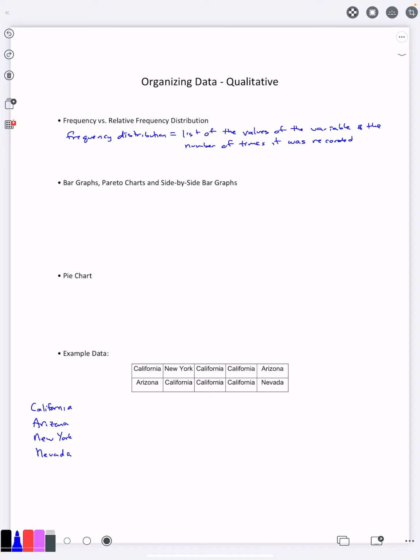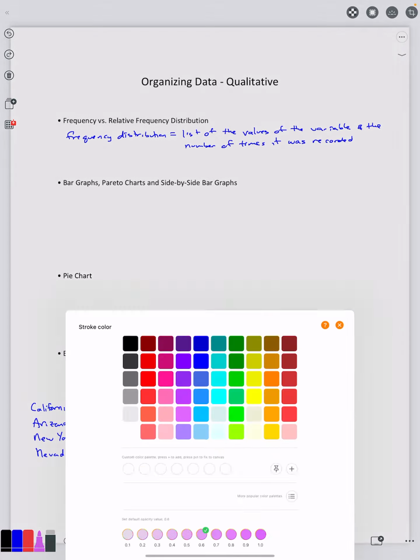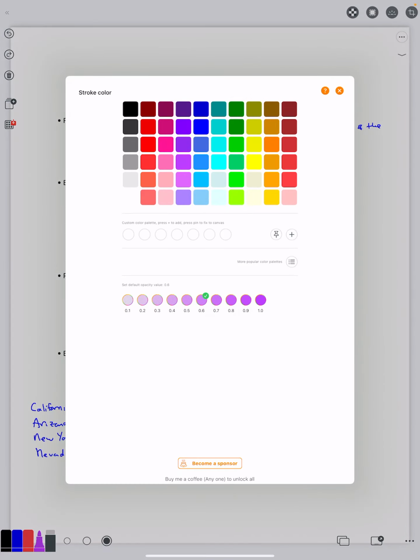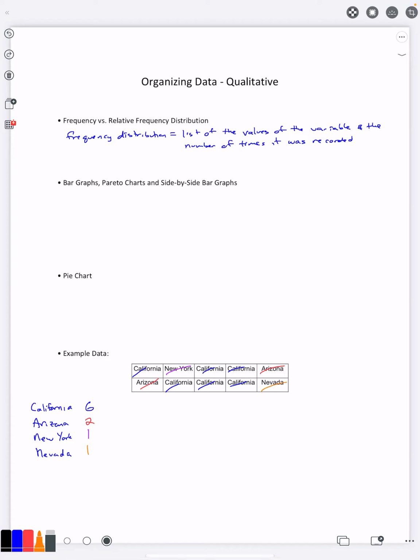And if we then count up how many of each we have, so California we have 1, 2, 3, 4, 5, 6. And I just put how many there are right next to it. And then Arizona I have 1, 2, so I'll go ahead and put that there. And then New York, there's only one of them. And there's only one Nevada. So then this list here that has the different values of the variable with how many times it happens is just a frequency distribution. That's all it is. So it's this fancy name. We're just saying list down the different responses and how often they happen.